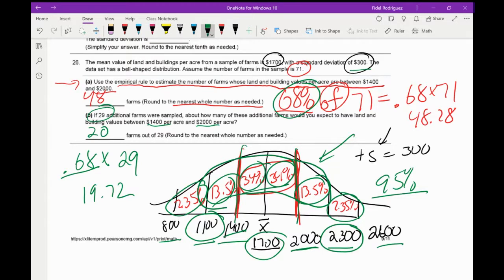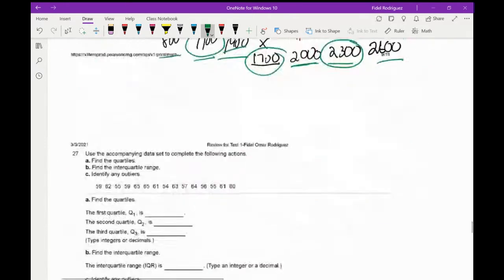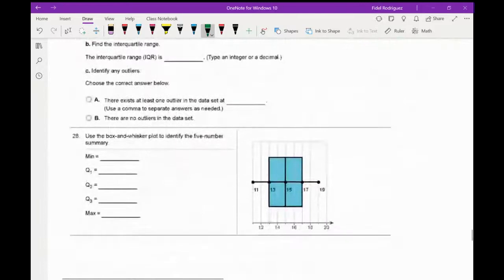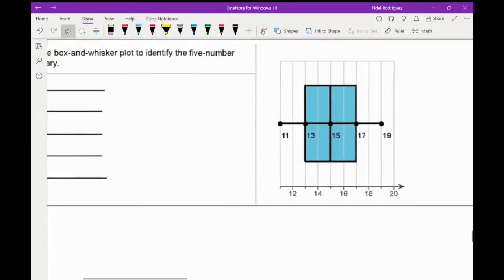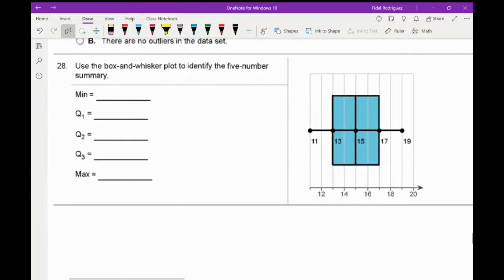That was number 26. I'm sorry, somebody asked me, who was it? Was it 28 or was it 29? I don't remember which one it was. It was 28. 28. Okay, perfect. Let's do 28.